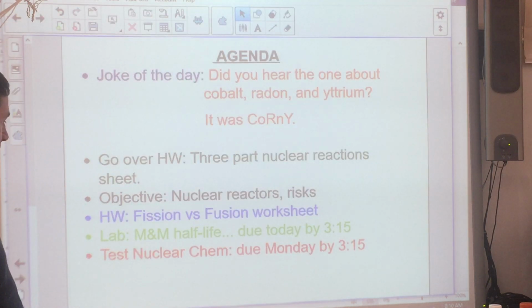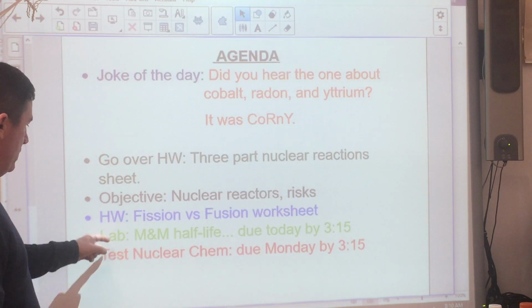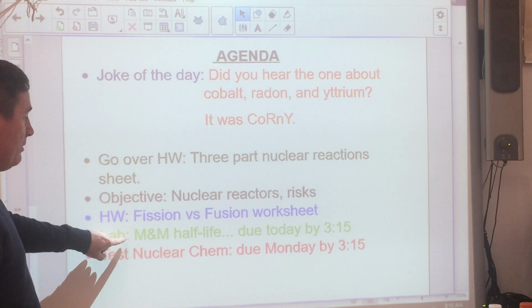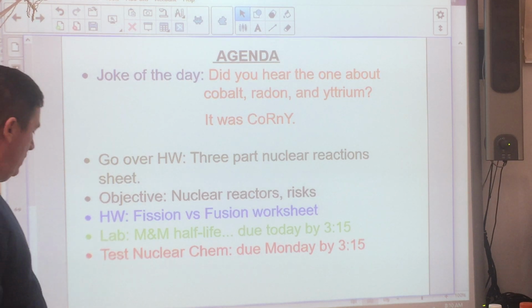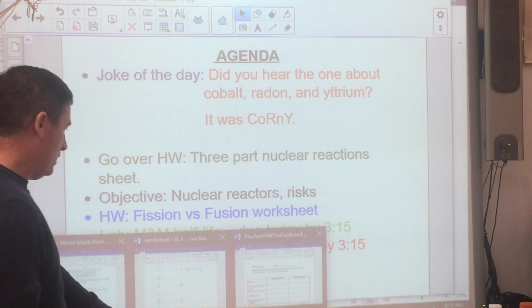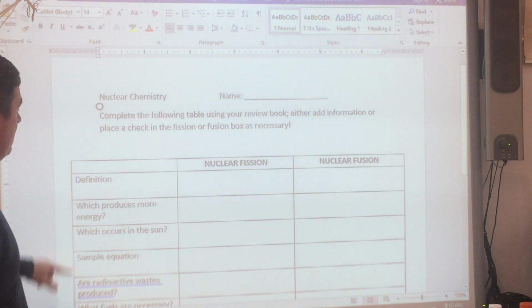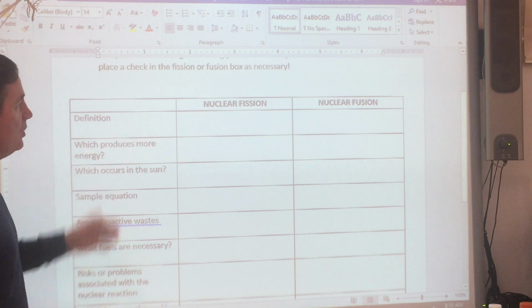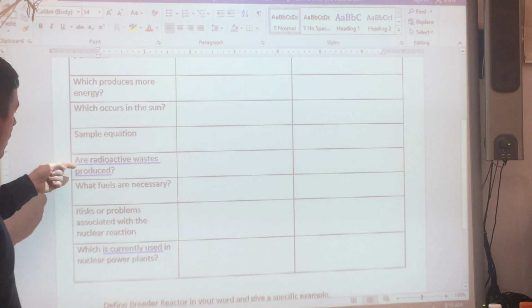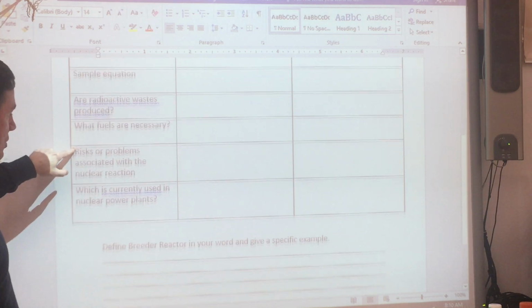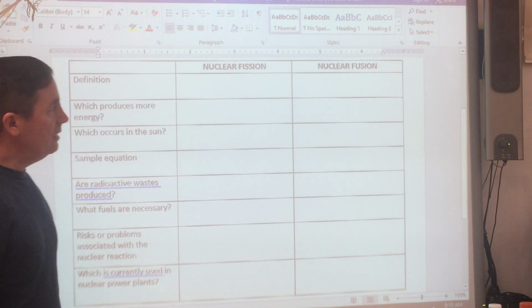We're done for that. The homework is: don't forget your M&M lab is due today. The test is on Monday, and let's see what the homework is. It's this one here. It's in your packet. Okay, it's just comparing nuclear fission with nuclear fusion. A couple check marks, a sample equation. Shouldn't take you more than about 10 minutes. Okay? See you tomorrow.